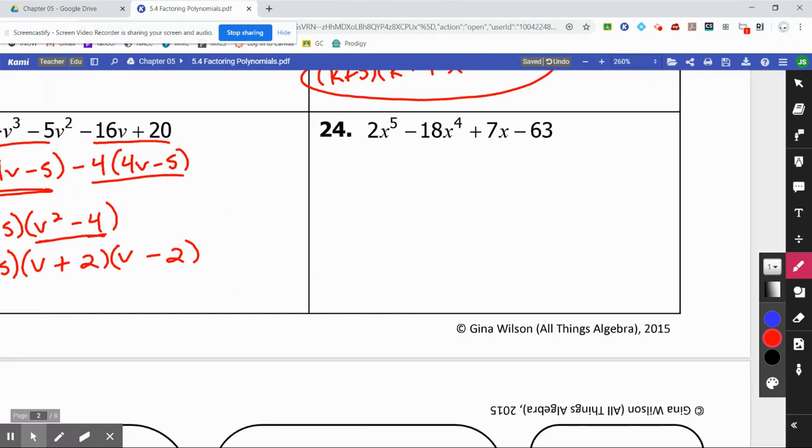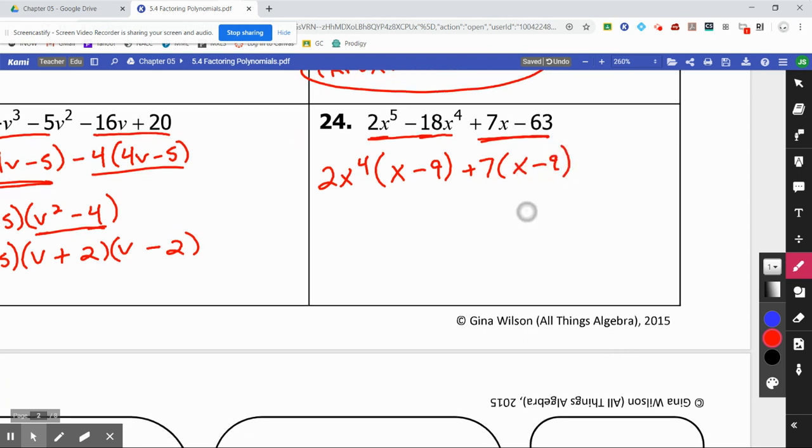Number 24. Factor by grouping because it has 4 terms. 2x to the 4th is your GCF. 2x to the 4th times what gives you 2x to the 5th would be an x. 2x to the 4th times a negative 9 would give you the second term. This group has a 7 in common. Factored out, you're left with an x minus 9.